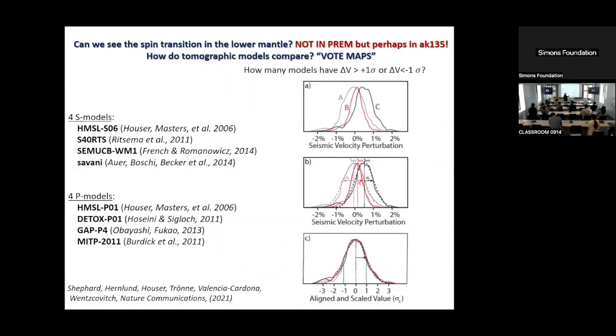So the first thing is how to extract the robust common features in these tomographic images, S and P models. The first step was to normalize these distributions and align them, and then ask the question, point-wise in the Earth, at each depth, how many models agree on velocity changes of +1 sigma or -1 sigma. And this is what is called the vote maps.